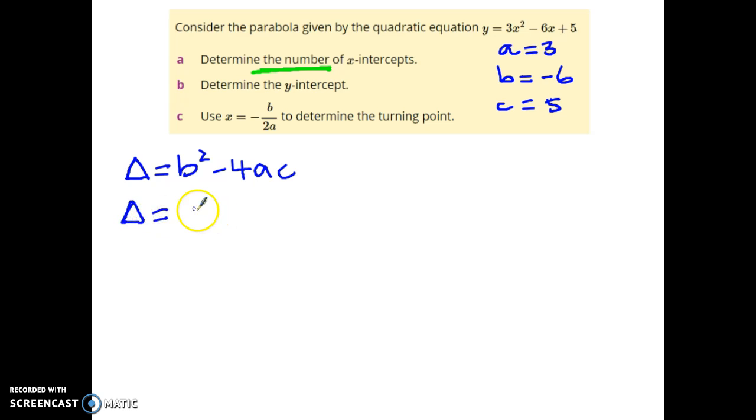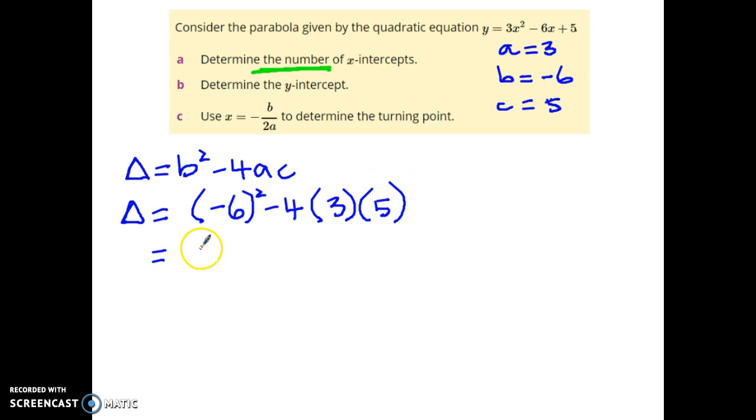So these values here go into our discriminant. So the discriminant is b squared. Now that's minus 6 squared minus 4 times a times c. Minus 6 squared is 36. Minus 4 threes are 12, 12 fives are 60. Now you can go and work this out. 36 take 60 is minus 24.